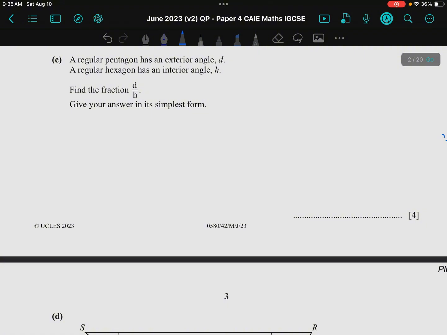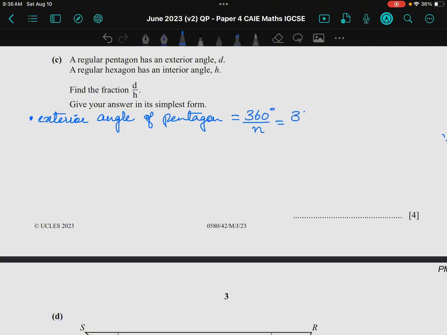Part number C. A regular pentagon has an exterior angle D. A regular hexagon has an interior angle H. Find the fraction D upon H. Give your answer in its simplest form. So, first of all, write down exterior angle of pentagon is equal to, formula is 360 divided by number of sides. Pentagon has 5 sides, so divided by 5, giving back 72 degrees.